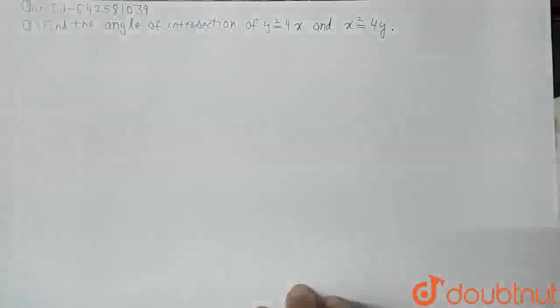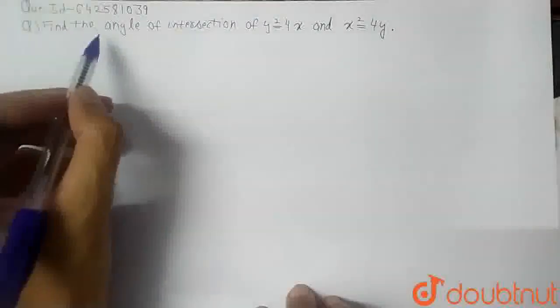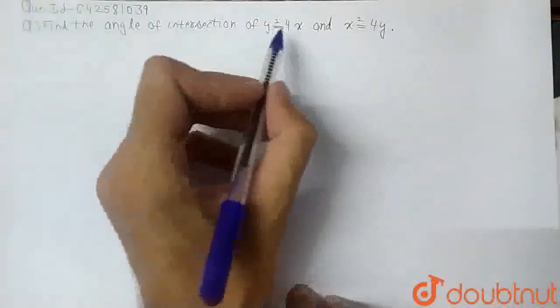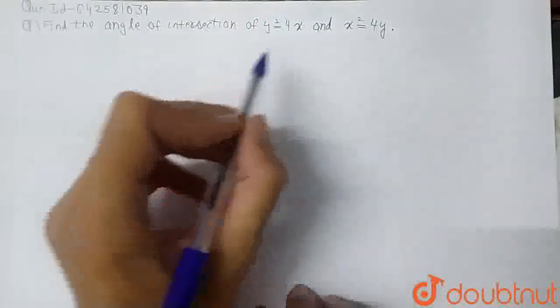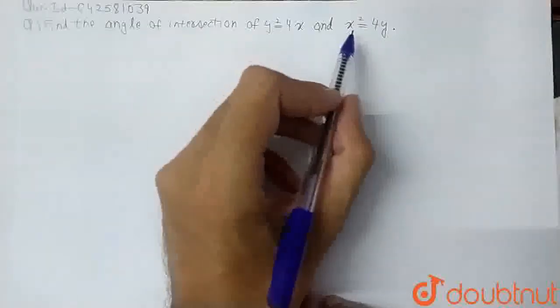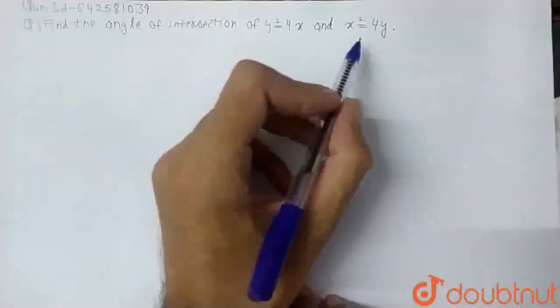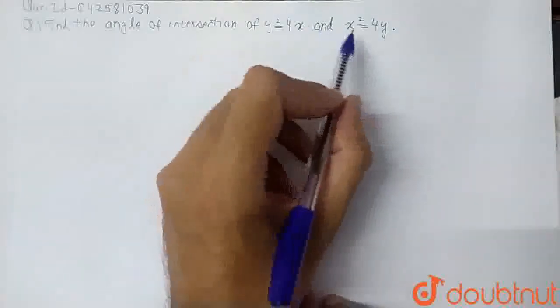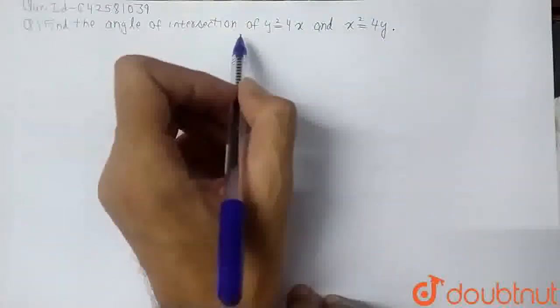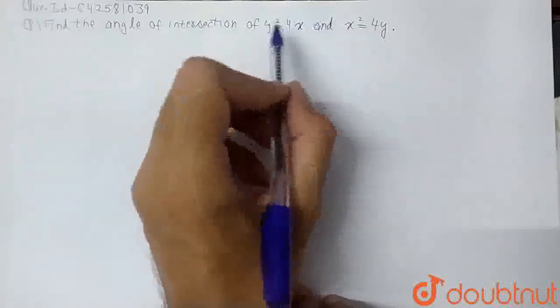Hello everyone. Today's question is: find the angle of intersection of y square is equal to 4x and x square is equal to 4y. Basically in this question, two equations of curves are given and we have to find the angle of intersection between these curves.